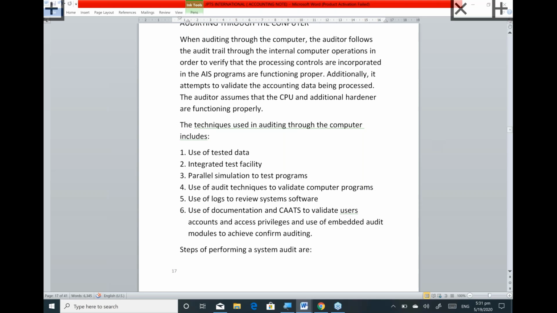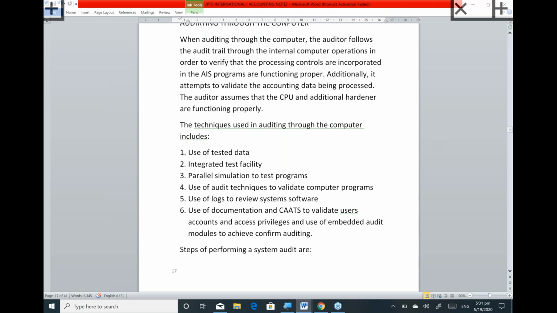4, use of audit techniques to validate computer programs. Then 5, use of logs to review system software. Then 6, use of documentation and CAATs to validate users' accounts and access personal privileges, and use of embedded audit modules to achieve continuous auditing.